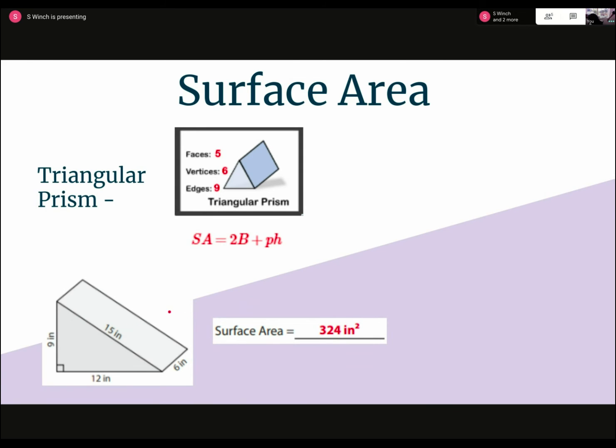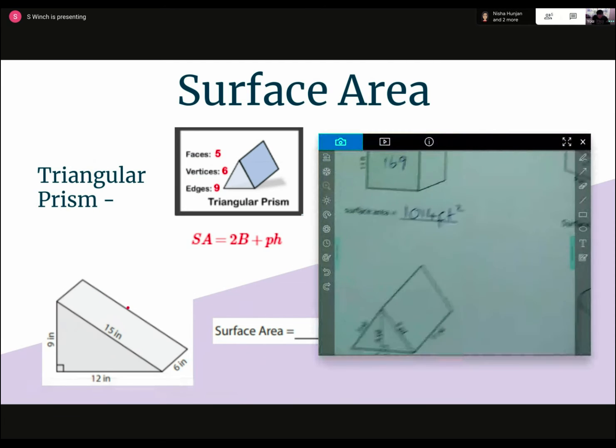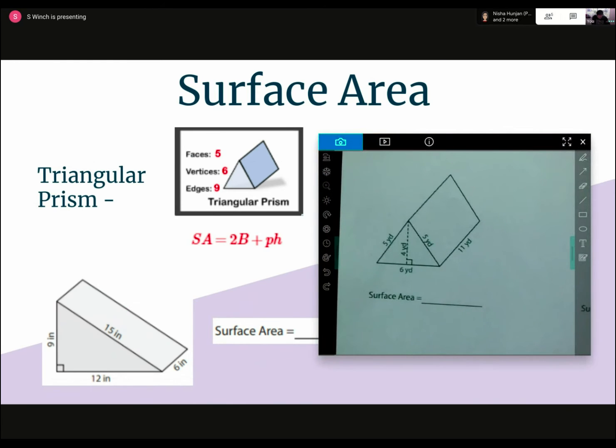Okay, so here we've got 324 inches squared would be the total of this one. And you've got 15 times 6, which gives you the top layer. Of course, 12 times 9 divided by 2 would give you the base layer, and you can multiply that by 2 to get either side. So if I can share my screen again, we've got an example here of a triangular prism for you.